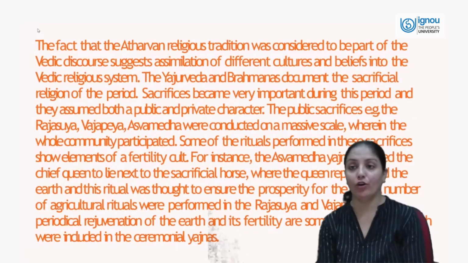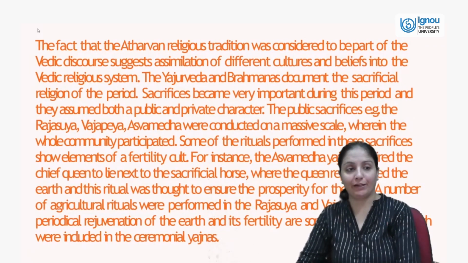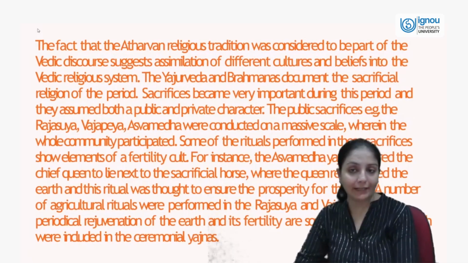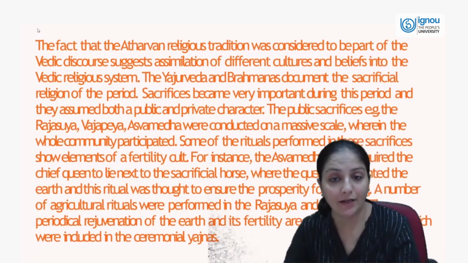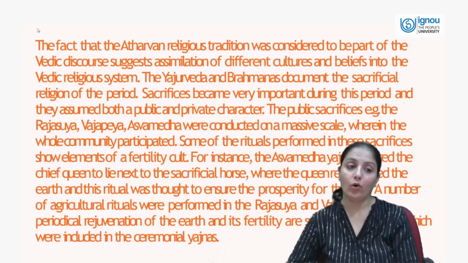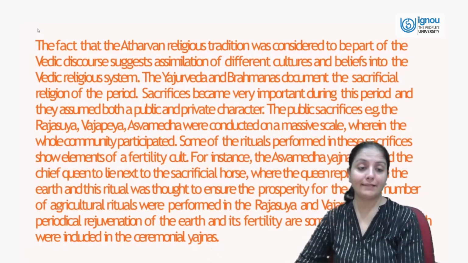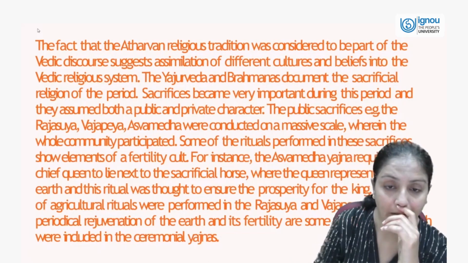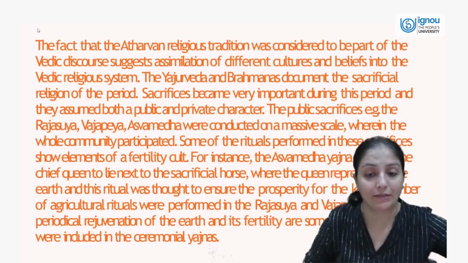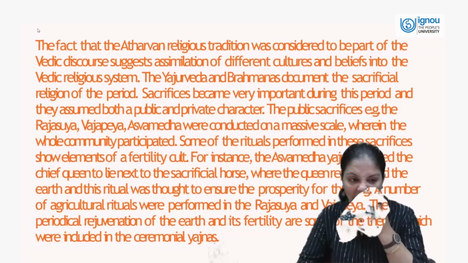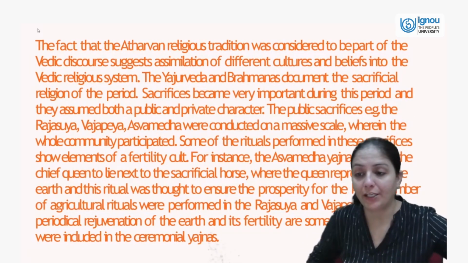The Yajurveda and Brahmanas document the sacrificial religion of the period. Sacrifices became very important during this period and they assumed both a public and private character. The public sacrifices, the Rajasuya, the Vajapeya and the Ashwamedha, were conducted on a massive scale wherein the whole community participated. Some of the rituals performed in these sacrifices show elements of a fertility cult. For instance, the Ashwamedha Yajna required the chief queen to live next to the sacrificial horse, where the queen represented the earth. This ritual was thought to ensure prosperity for the king.